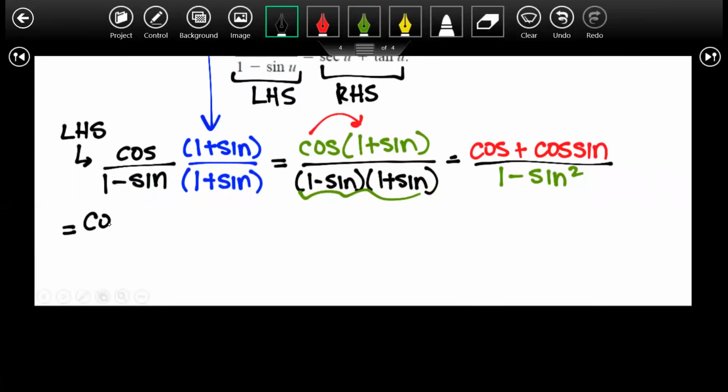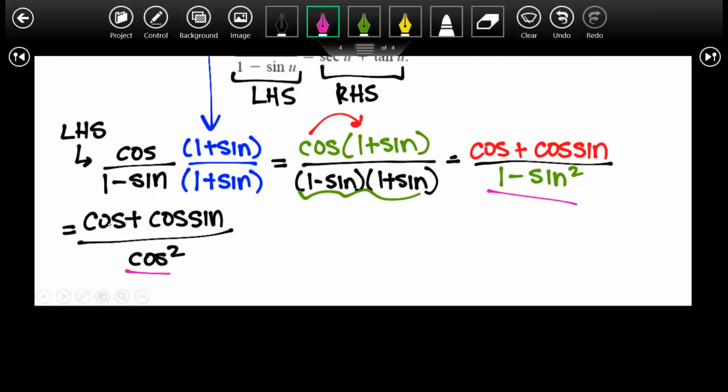Plus cosine sine. Okay. And then 1 minus sine squared, what is that going to give me? Cosine squared. It's a trig identity that we've seen before, which is the same thing that's going to help us with this identity. And again, it always gets hard before it gets easier. Okay, let's look at this.